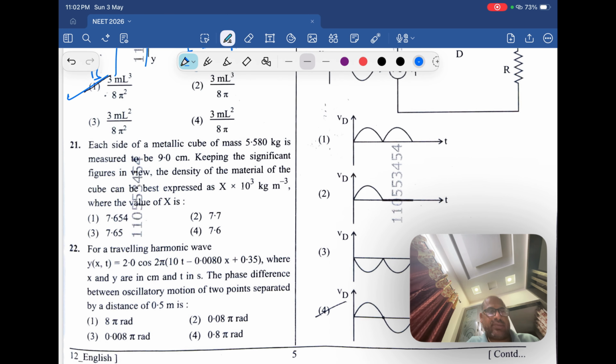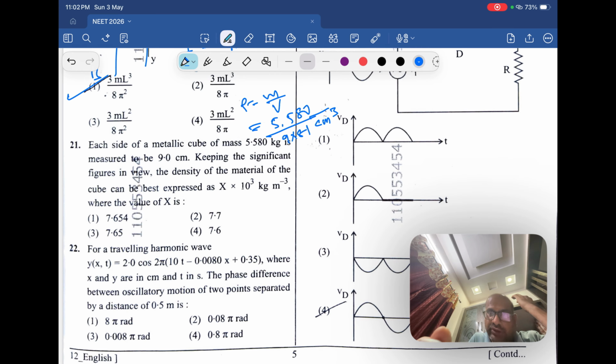The density of the metal of the cube can be best represented by? Each side of a metallic cube of this mass is measured to be 9.0 centimeter. Keep the significant figures in mind. You have to answer its density. The density formula is what? Density is mass by volume. So mass is 5.580, and volume is 9.0 centimeter cubed. 9 into 9 into 9, so this is 729 centimeter cube.